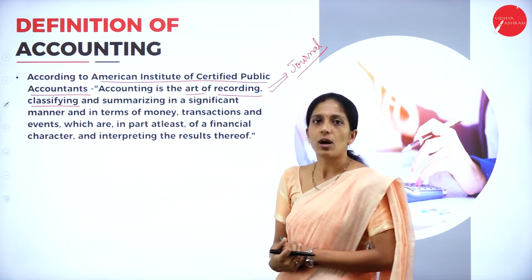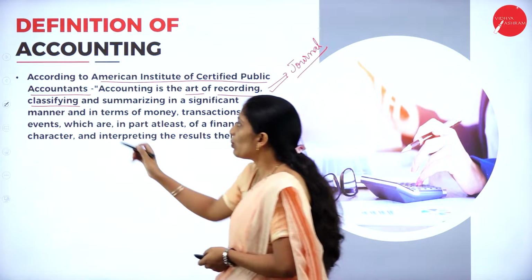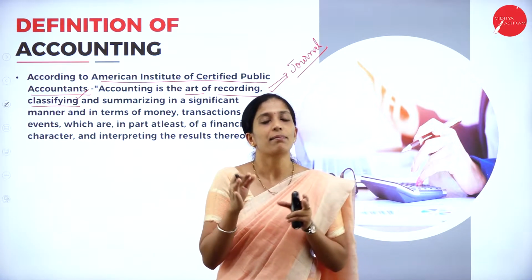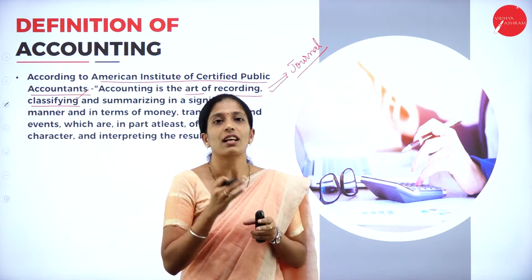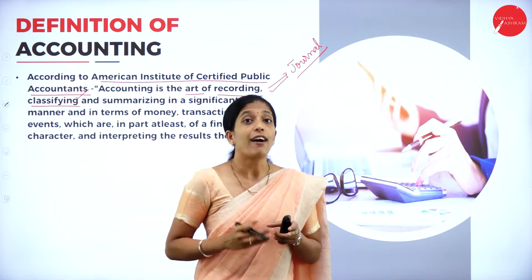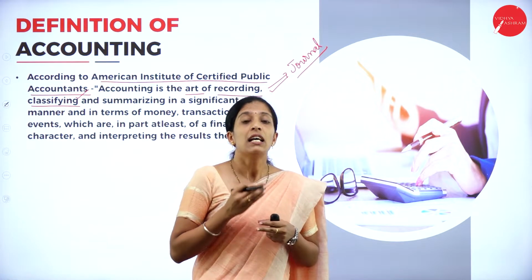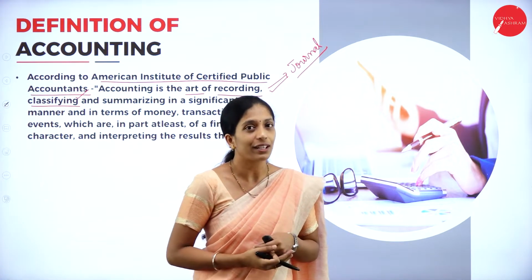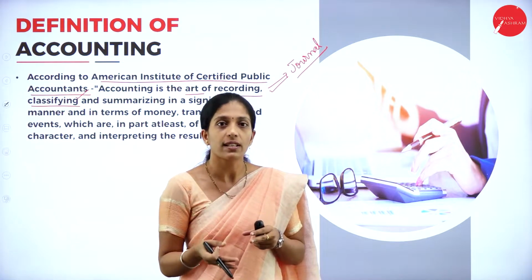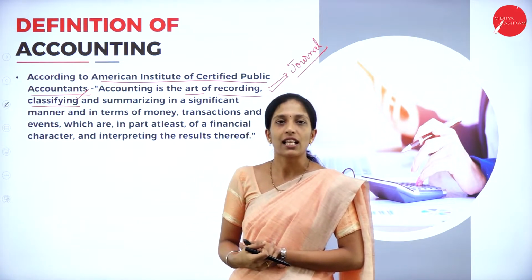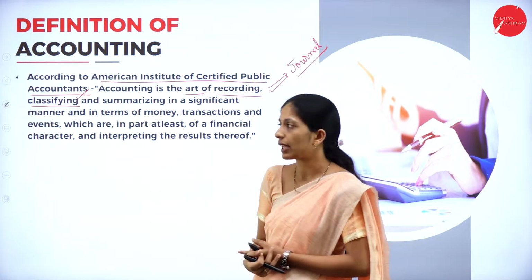So after recording in the journal, what will we do? We will classify the transactions, because in the journal we record all the transactions in chronological order. After that, we have to classify the transactions depending upon their nature and type. That is the next process, classifying, where classification takes place in the form of ledger accounts.